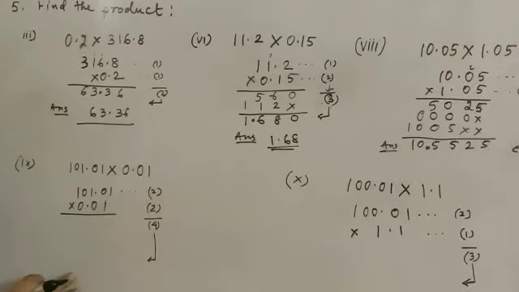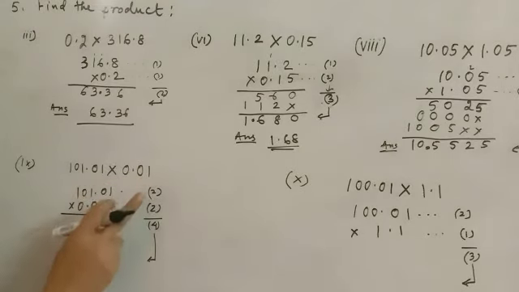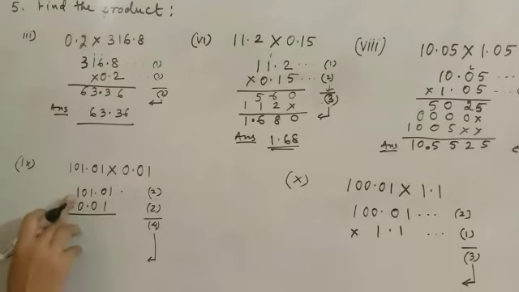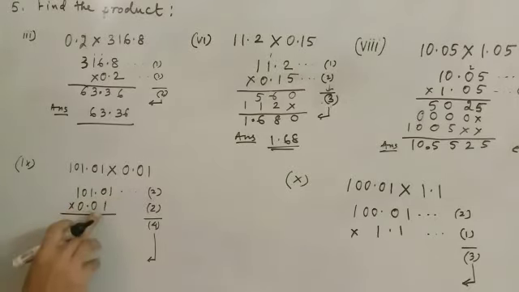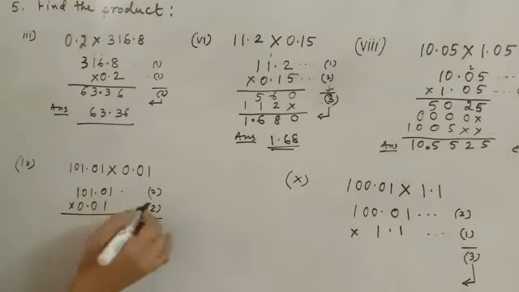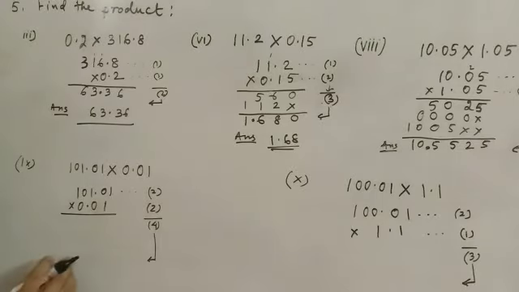Next sum. Next is question number 9. 101.01 into 0.01. Arrange this. 101.01 has 2 places of decimal. 0.01 is also 2 places of decimal, 2 decimal places after the point. So when you add, you will get 4 places of decimal. In the result, you have to put the decimal after 4 digits from the right side.